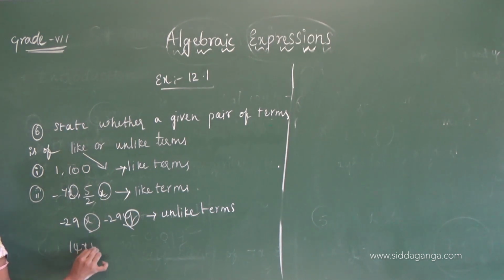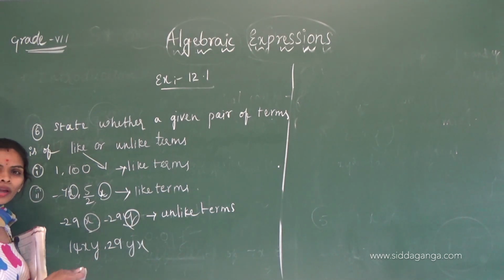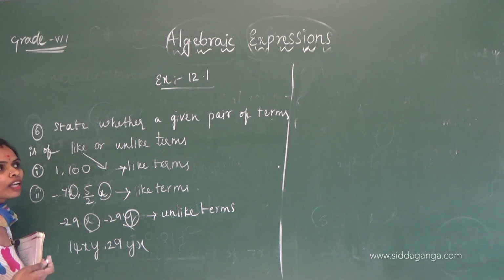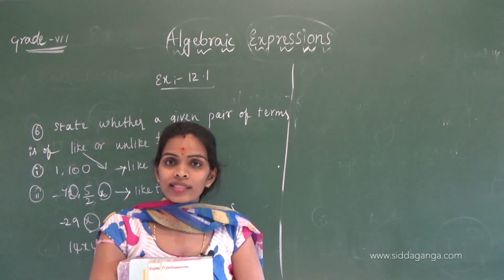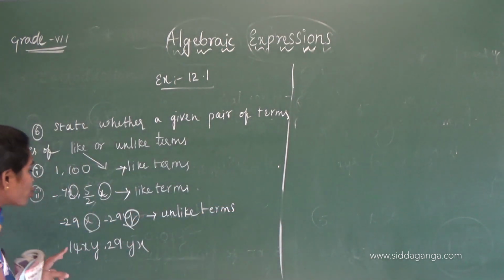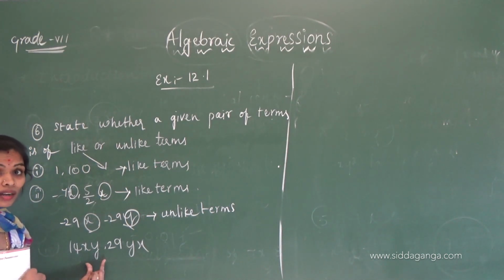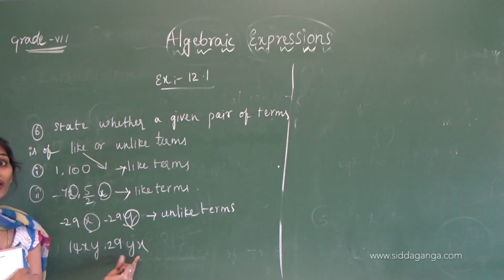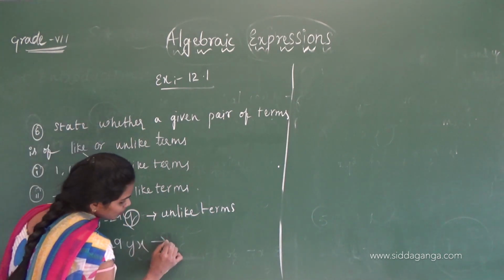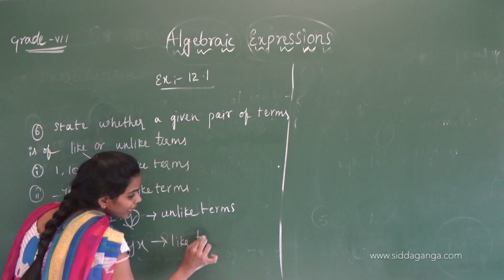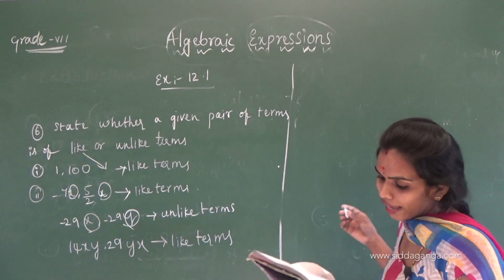14xy, 29yx. Okay, is xy different from yx? 2 into 3 and 3 into 2, the resultant is only 6. That's why xy is equal to yx. Here these two terms are having xy as a literal factor in one term and yx as a literal factor in the other. These two are the same. That's why these two terms are also like terms. Only the order is different, they are only x and y.